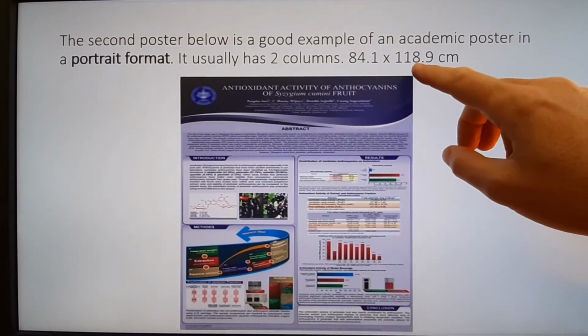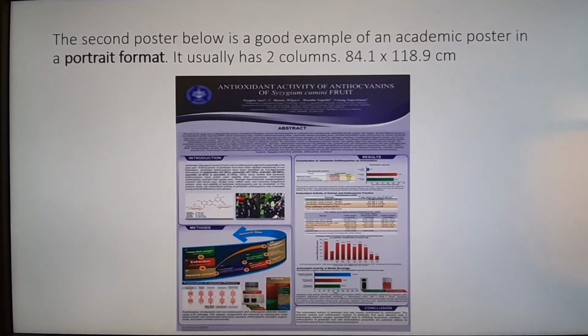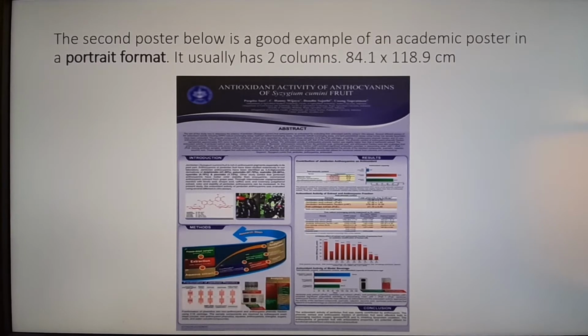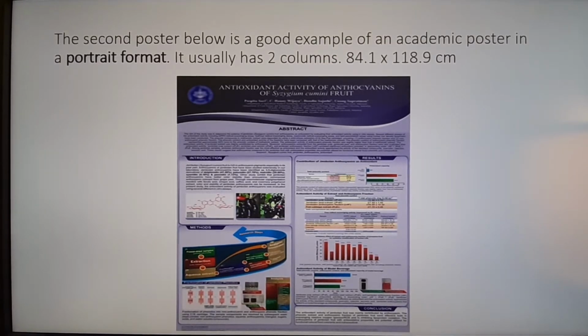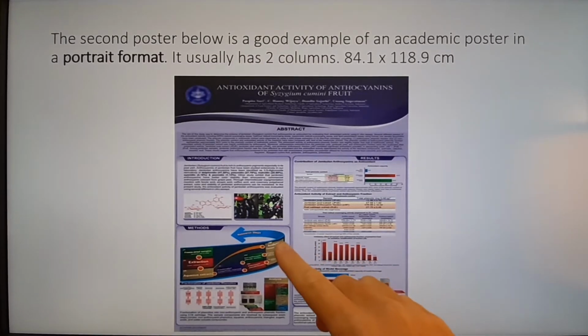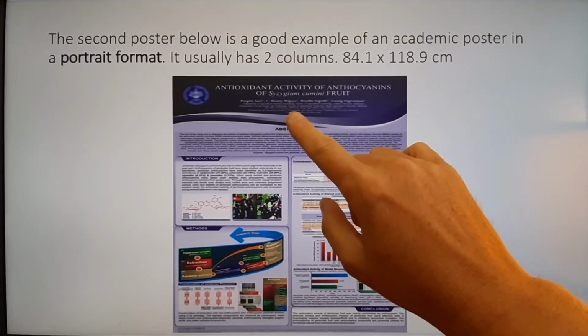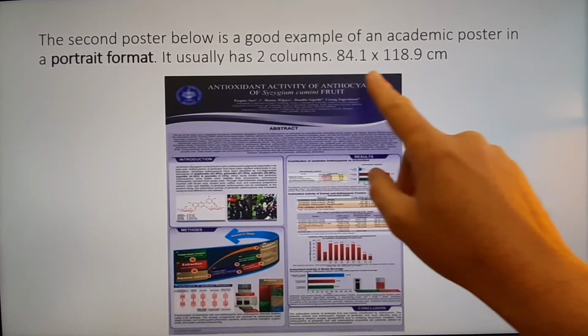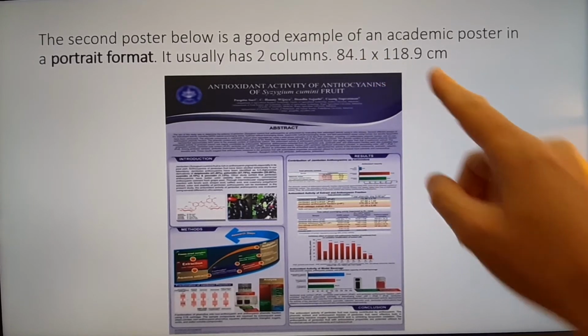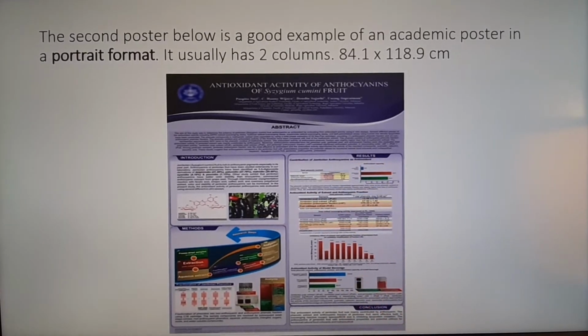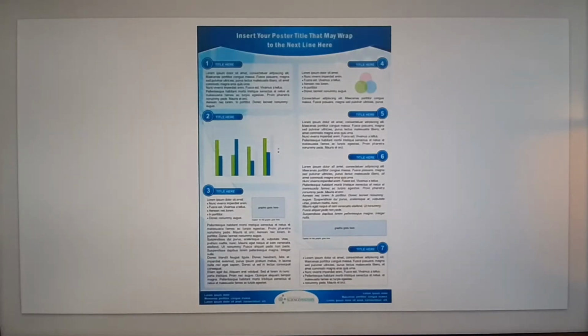So you also need to find out the size of the poster. Find out from the conference, because they have different sized panels. Not every conference uses the same panel board. And you want to fill up the whole panel, basically, or as much of it as possible. So I'm going to show you the portrait format. Portrait format is just 2 columns, okay? So landscape has 3 or 4, and the portrait is usually 2 columns, around 84 centimeters by 119 centimeters. So here's one example of the portrait format.